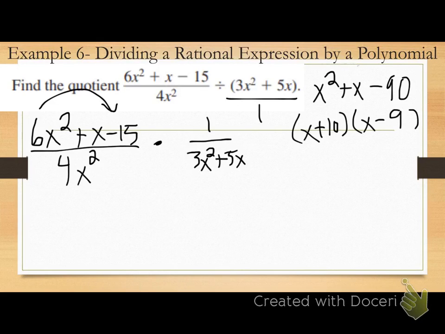Is everyone okay seeing where I get those numbers from? 10 times negative 9 gives me negative 90. 10 plus negative 9 gives me positive 1. And I stop there, right?